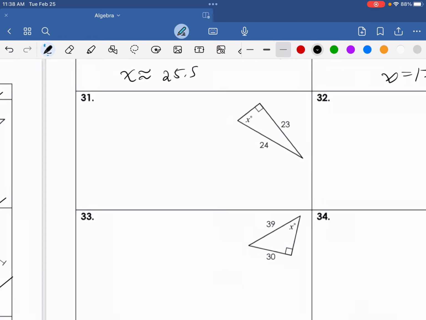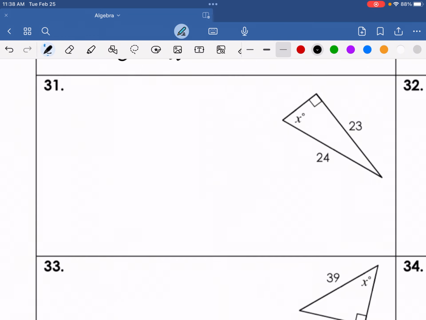Okay, for 31, I'll do it because now x is on the inside. So same thing, label your triangle. This is where the degree is, so H and A. Which one's H? 24. This one's A, and this is O. Okay, we don't want A. Which one uses O and H only? That would be sine. Sine, you put the degree. Well, the degree is x because we don't know it. And it equals opposite, 23 over 24.